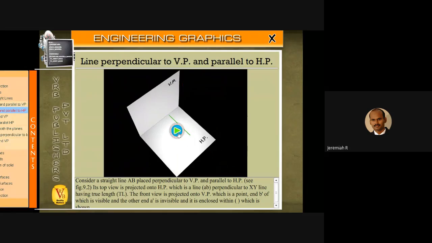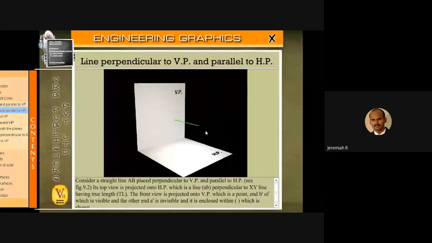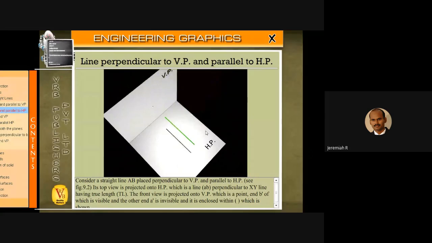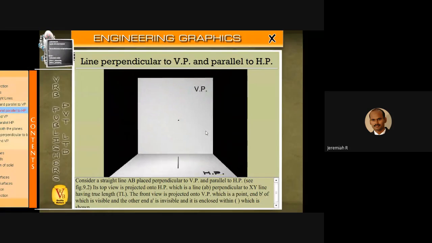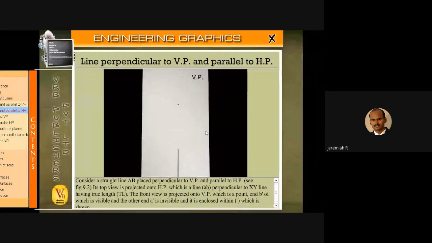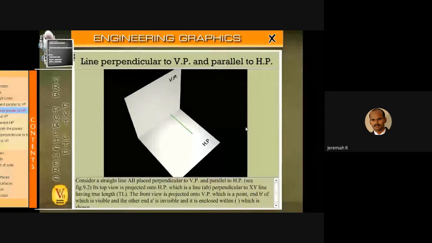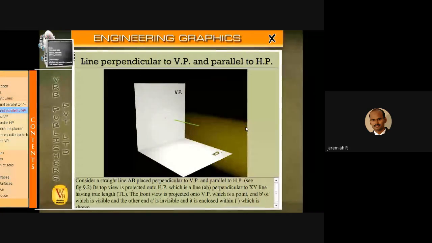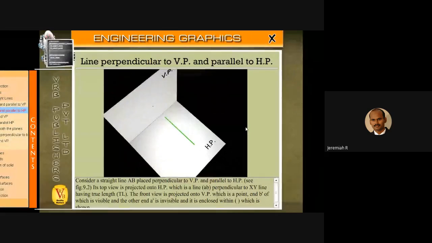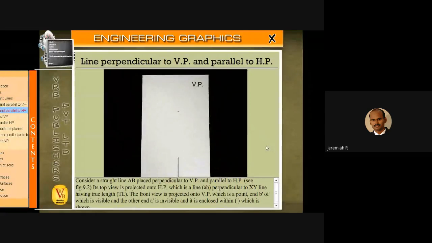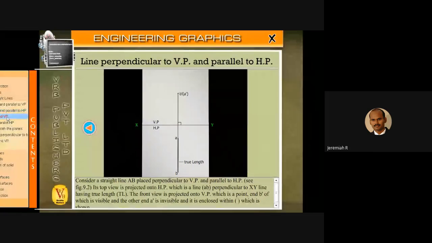Just watch it. Line perpendicular to VP and parallel to HP. Consider a straight line. Just watch it one more time. Line perpendicular to VP and parallel to HP.